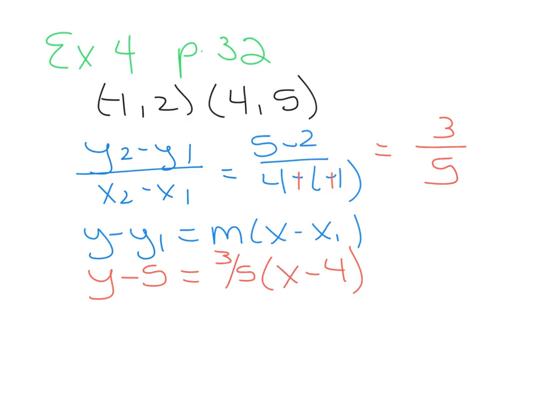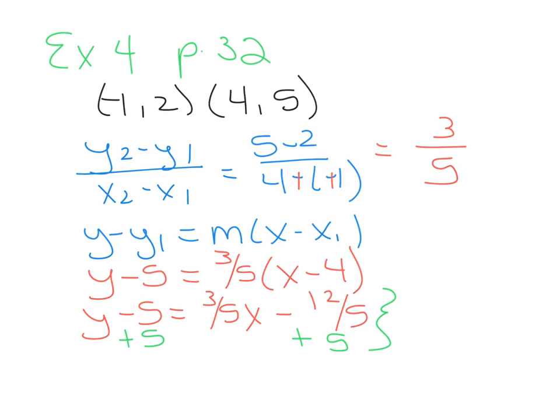You're going to distribute this 3/5, and once again that comes out to be y minus 5 equals 3/5 x minus, okay, 3/5 times 4 is 12/5. If you need some clarification on that, you can go see the fraction videos. The next step is to add this 5. Okay, and those are like terms. So this is where it actually starts to get a little more complicated, because these are different signs. So you're not really adding them, you're going to subtract them.